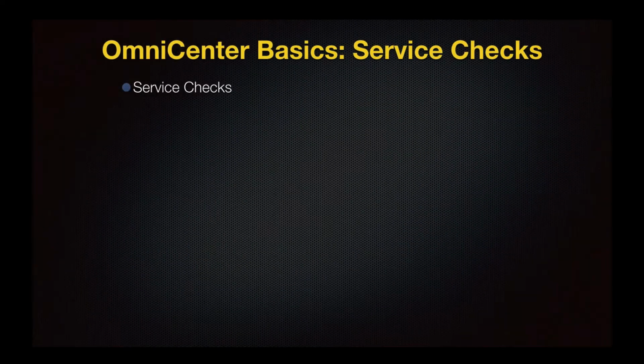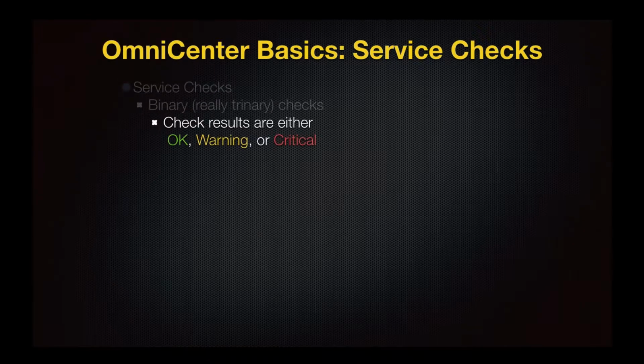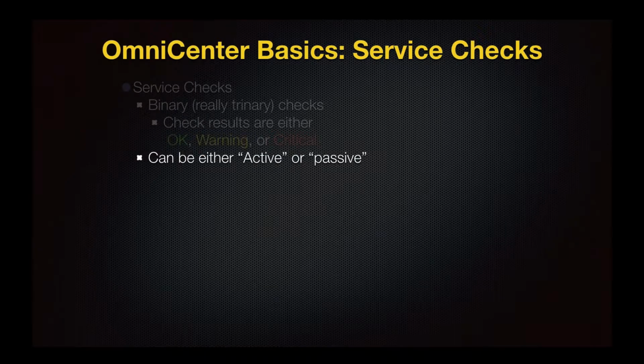So the next thing to look at with OmniCenter is service checks, and service checks are the other main type of alarm that OmniCenter sends out. And these will quickly escalate to be host notifications if the host is down. But service checks are really binary. So this is up-down checking, and you'll see this in the user interface that things are generally okay, warning, or critical. And these checks can fall into two categories. They're either active or passive checks.